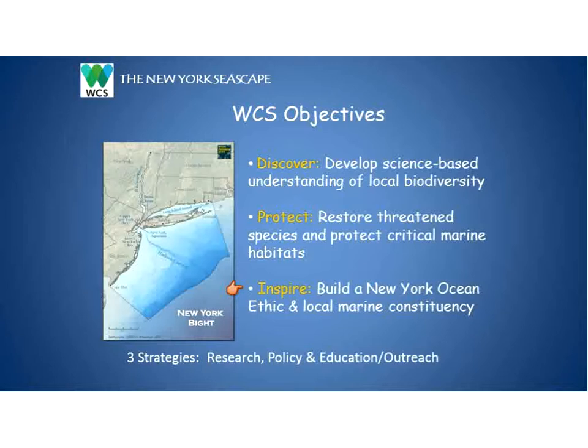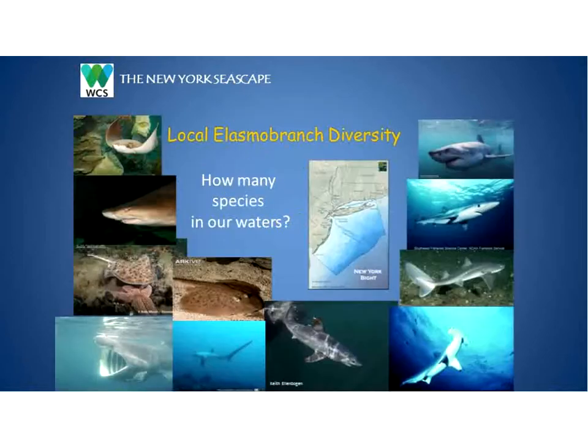Unlike places like San Francisco and Seattle and the Chesapeake, where there's a very vocal marine constituency, we don't really have that here in New York. And so one of our main missions is to try to build what we're calling a New York ocean ethic. And the work we're doing employs 3 strategies. We use research, we're undertaking policy initiatives, and then doing education outreach to try to build that awareness that is so critical to help federate stewardship.